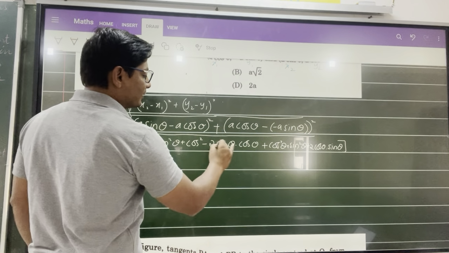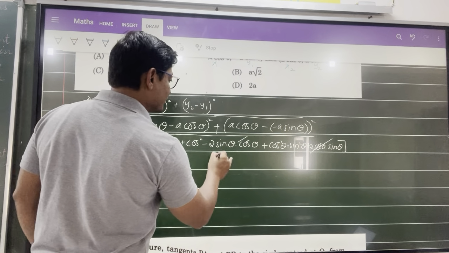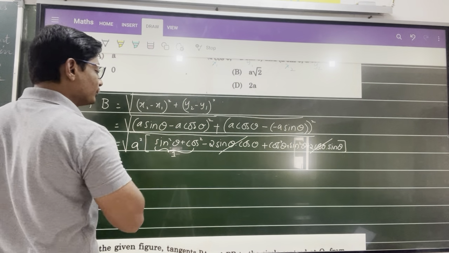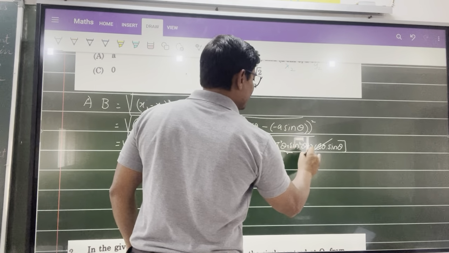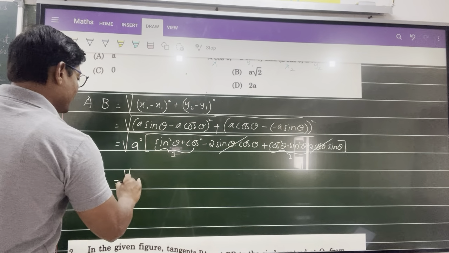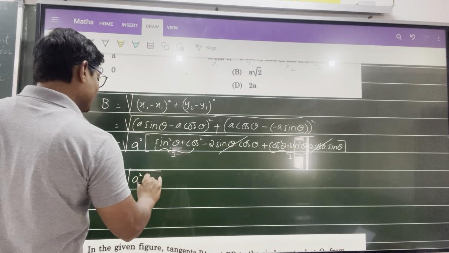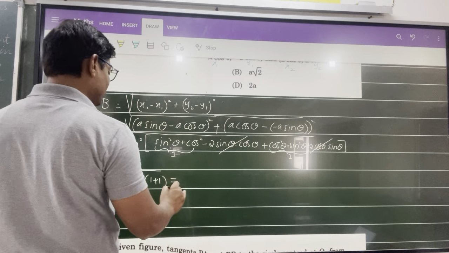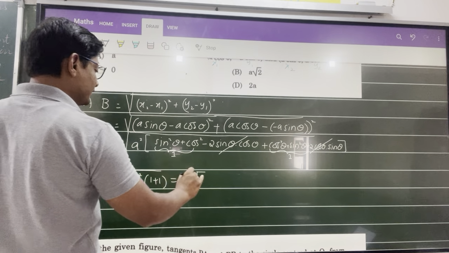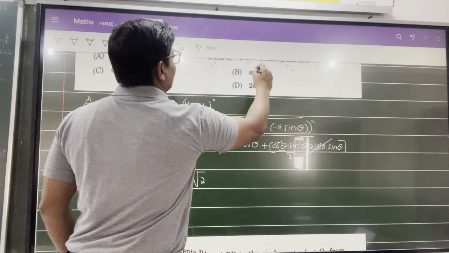So now here you can see minus 2 sin theta into cos theta and plus 2 sin theta into cos theta. So these two terms are going to cancel each other, and also at the same time this first term is the identity, whose value is 1. So here also cos square theta plus sin square theta is also 1. So therefore here I can write under the square root, a square into 1 plus 1, so now a square can be taken as a outside the square root and what remains is 1 plus 1, which is nothing but root 2. So therefore option B is the correct option here.